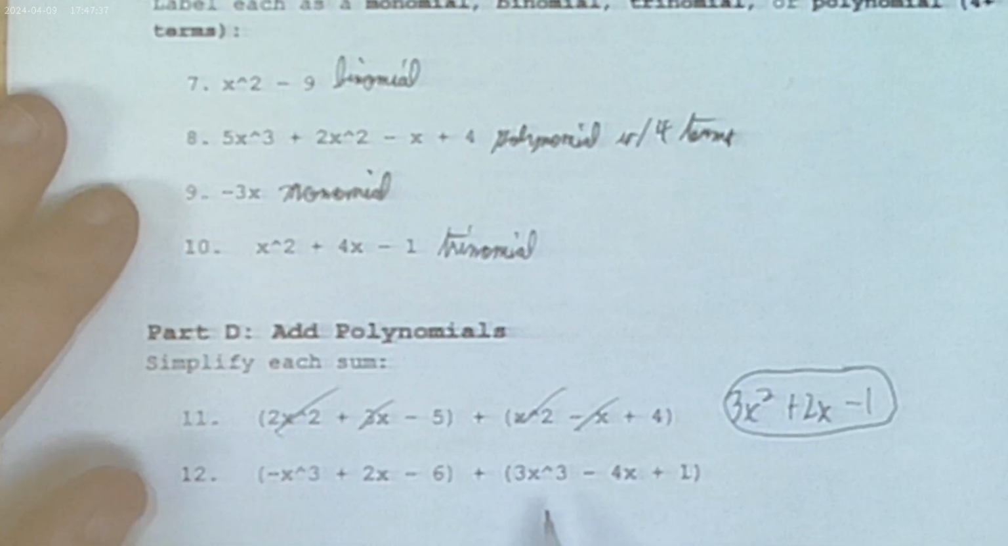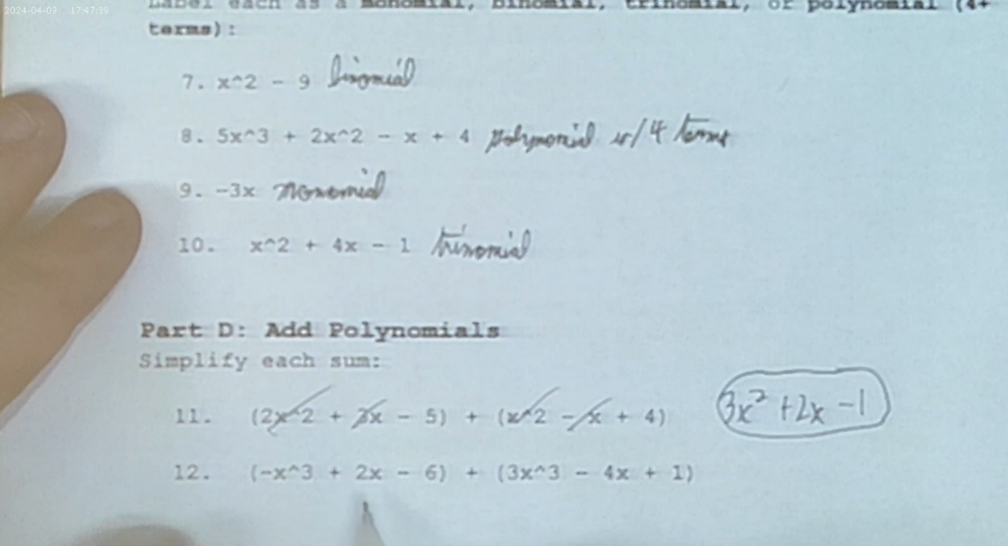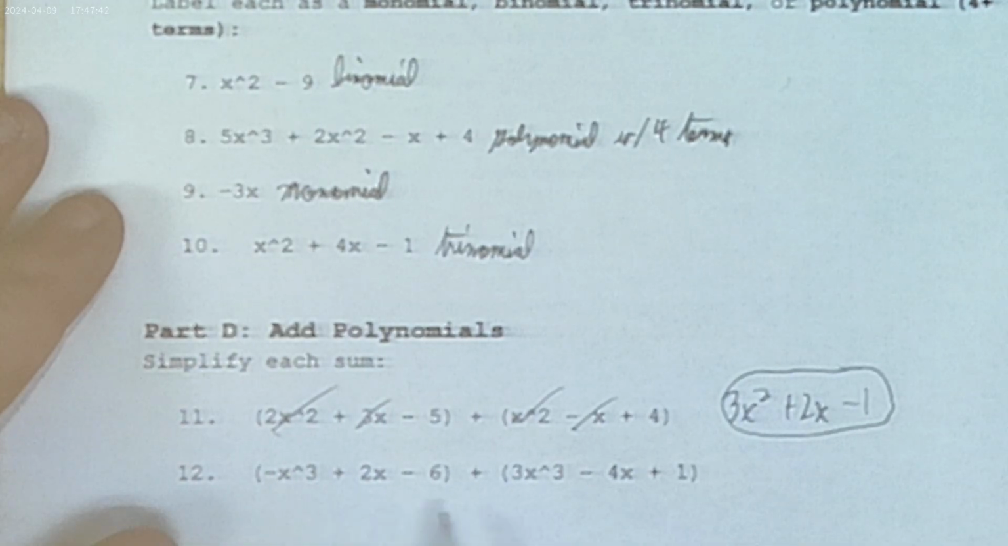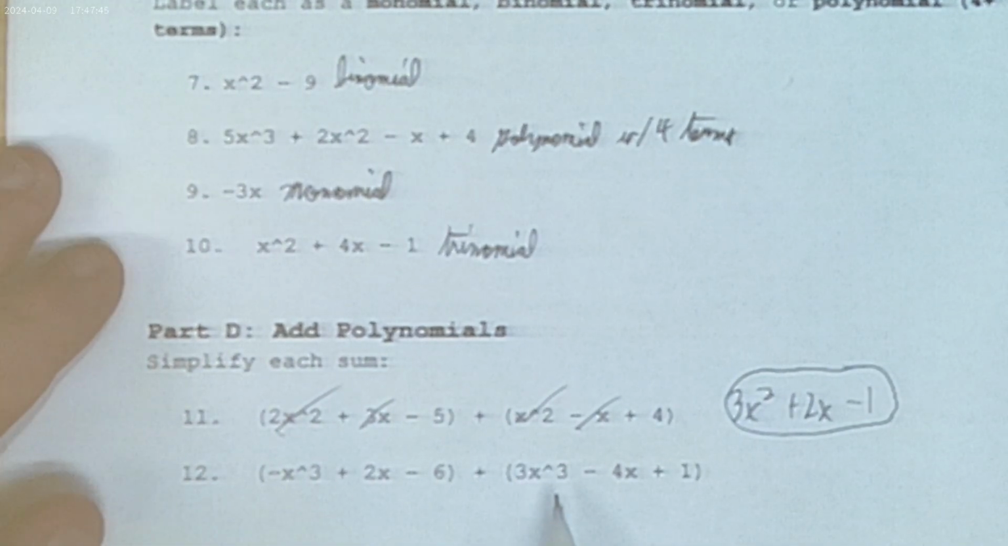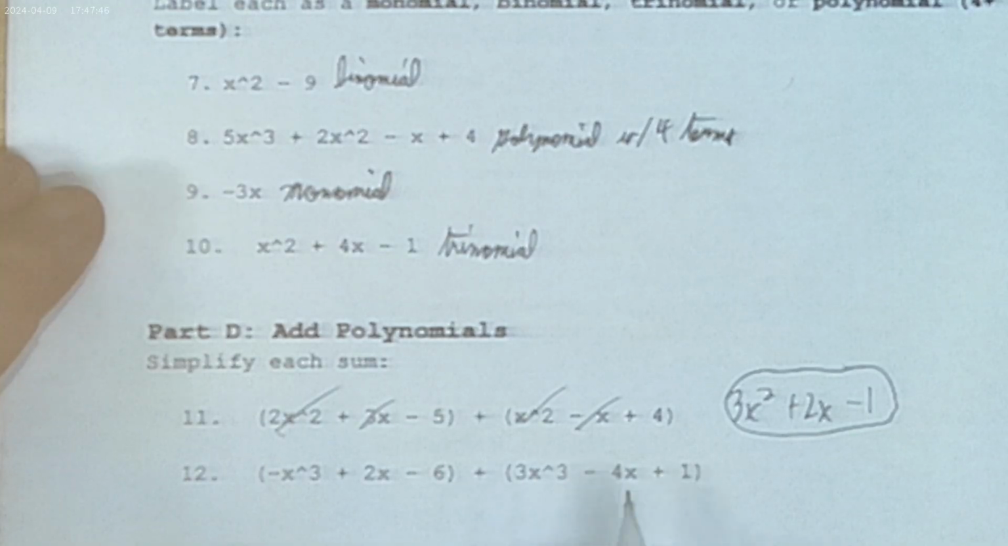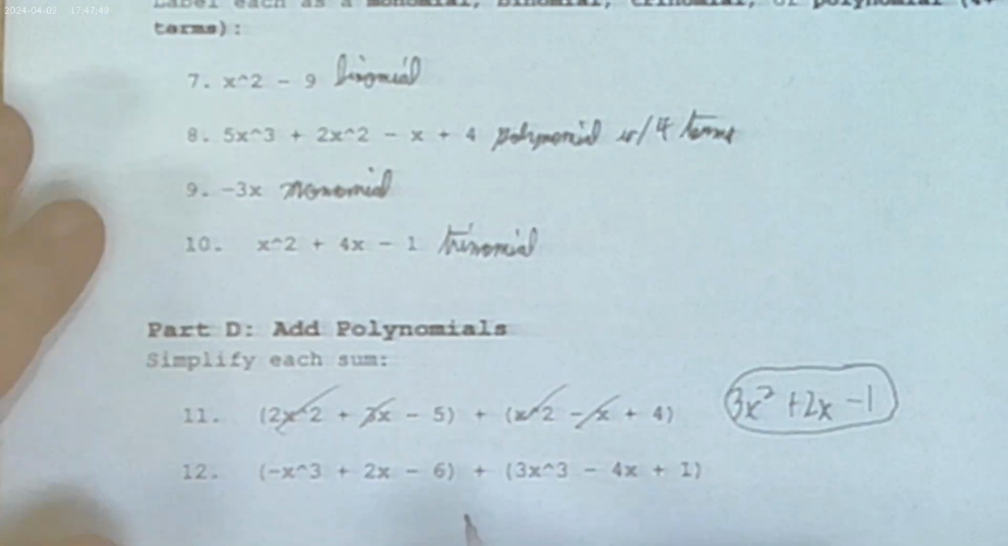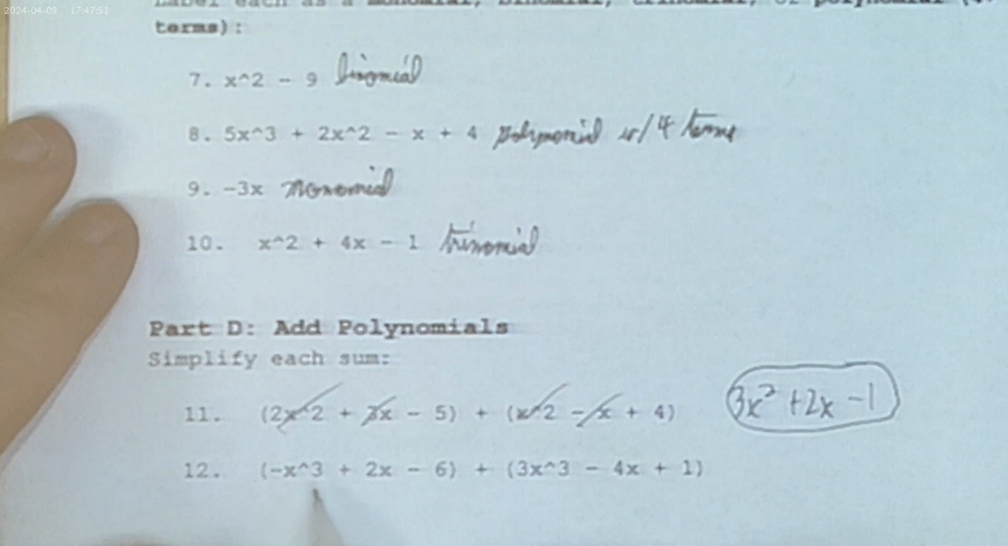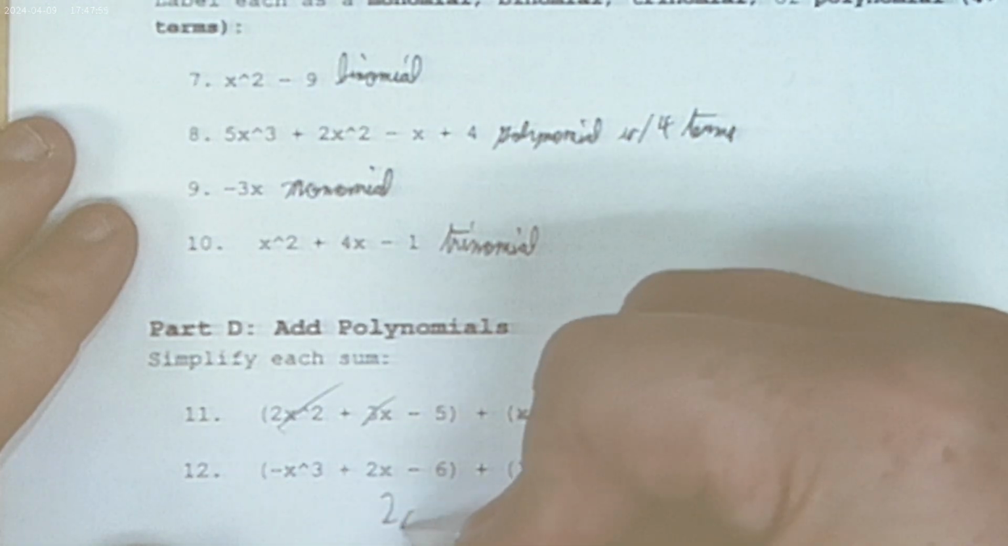All right. For this next one, it looks like I've got x to the third, to the 1, and then the constant. All right. And again, everything's written in standard form, so I can just go left to right in the parentheses. It's very easy to add these together. So I've got negative x to the third plus 3x to the third, so that's 2x to the third.